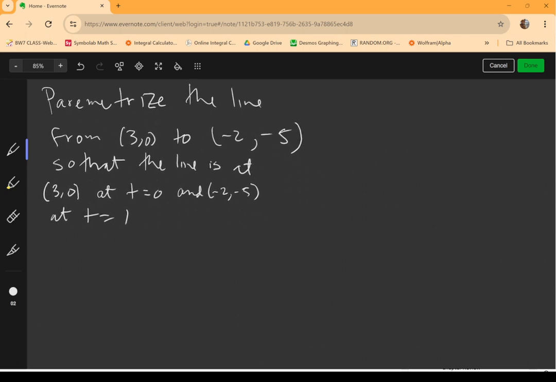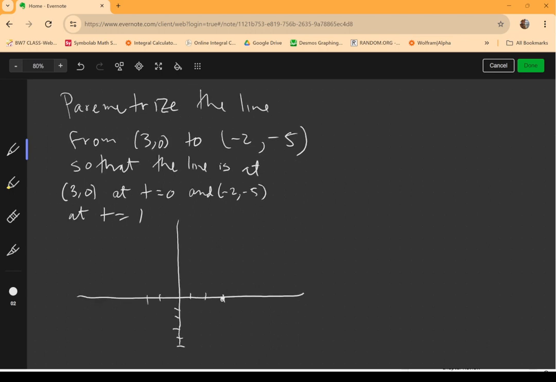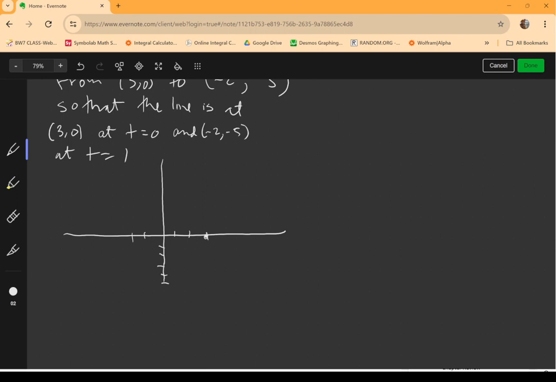All right, so let's outline what we want to happen. We have an axis here, so we're at 1, 2, 3, 0, so that's our first point. Next point is at -2, -5. 3, 4, 5. And the next point is down here. And we have the line segment going from here to here.